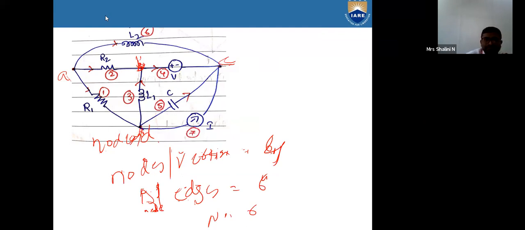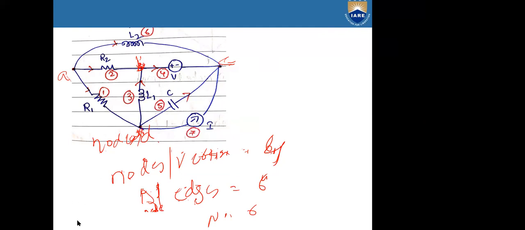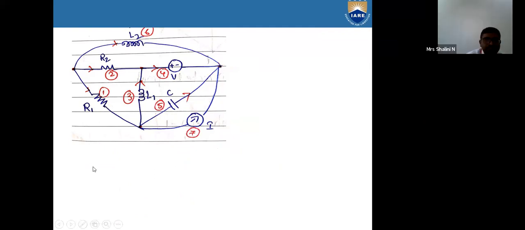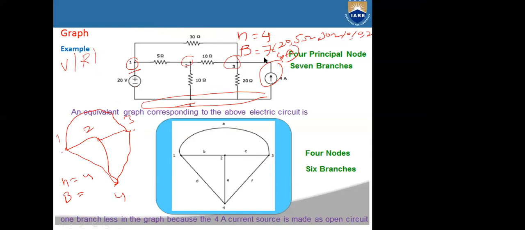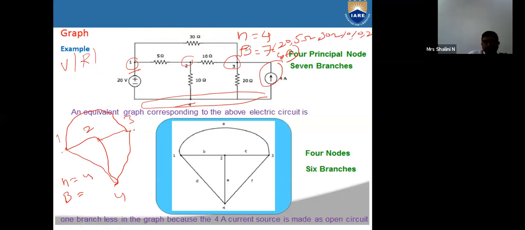Now I am going to the next one, directed graph. Branches are 7, right, sir? Branches are 7 in the electrical circuit. Is it visible? In the electrical circuit, 7 branches will be there. When you convert this into a graph, what happens? The current source will be open circuited. So how many branches will be coming? 6 branches will be coming in the graph.